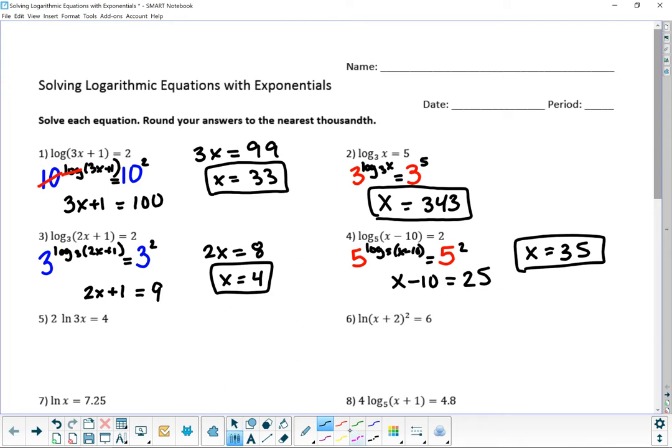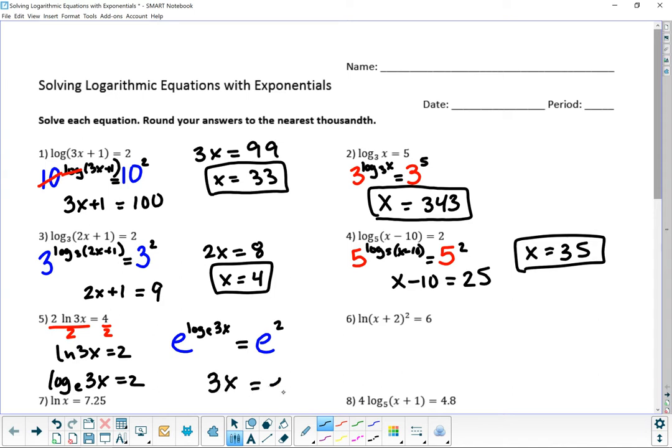Okay, this one, I'm going to start off by dividing by 2. So we are left with ln 3x equals 2. And I'm going to rewrite this with a log base, because some people are having a hard time understanding the natural log, or the ln. So ln, which is a natural log, is actually a log with base e. So ln is actually log base e of 3x equals 2. From there, now I can see that there's a base e, so I'm going to exponentiate with a big e on both sides. So it'll be e to the log base e of 3x equals e to the second power.